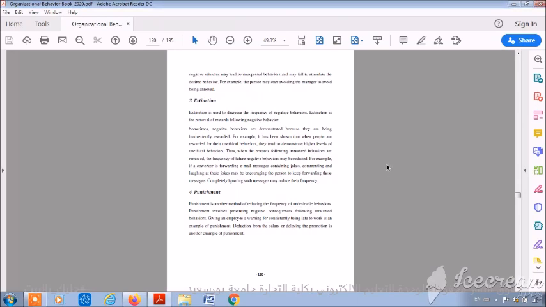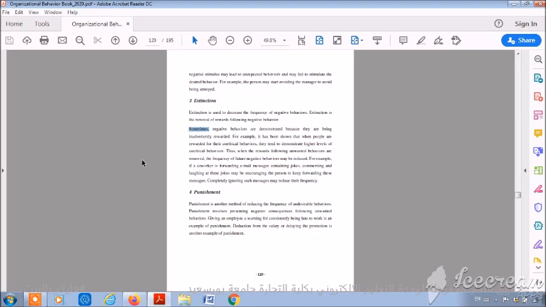Sometimes negative behaviors are demonstrated because they are being inadvertently rewarded. For example, it has been shown that when people are rewarded for their unethical behaviors, they tend to demonstrate higher levels of unethical behaviors. So, it's logical. Thus, when the rewards following unwanted behaviors are removed and stopped, the frequency of future negative behaviors may be reduced.